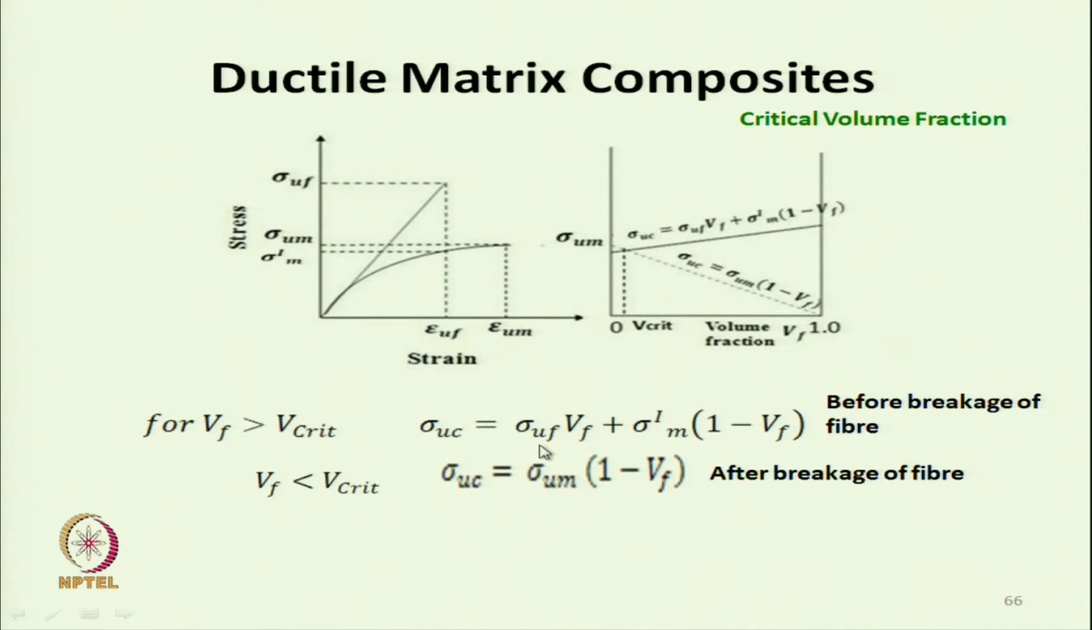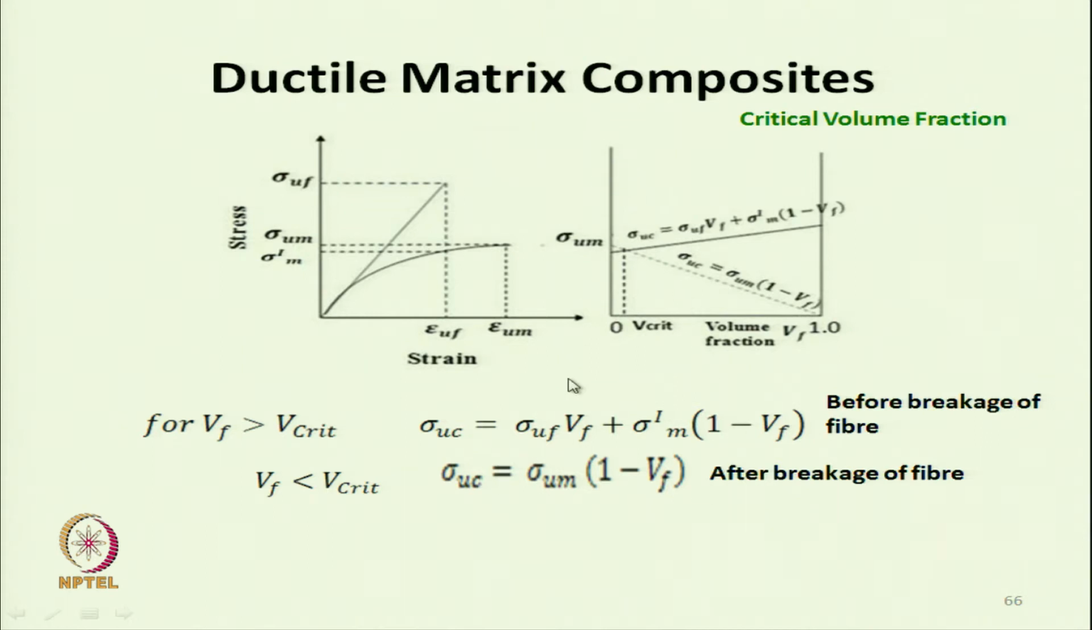So, both fiber and matrix are carrying their load, but after the fibers are broken, all the fibers are broken. So, after breakage of fiber, the load is shared by only the matrix. Then ultimate stress of composite will be the multiplication of ultimate stress of matrix and the volume fraction.